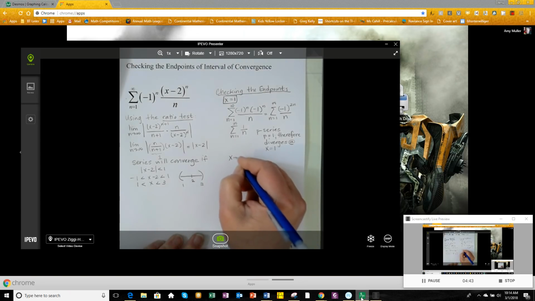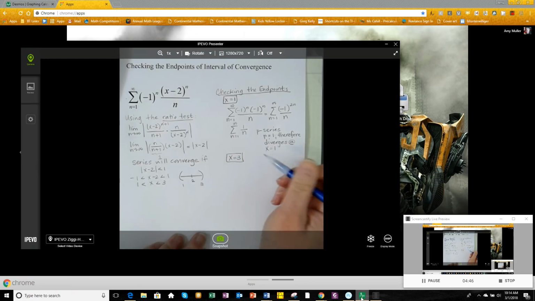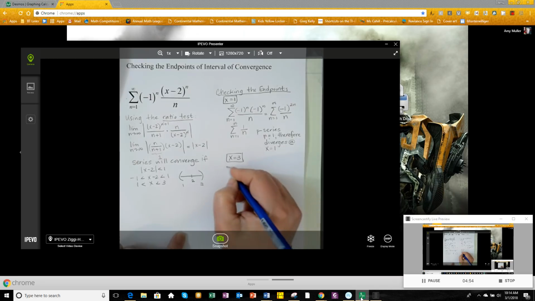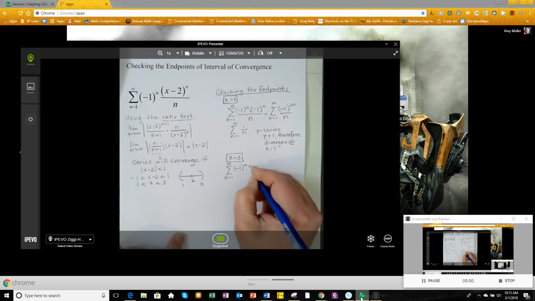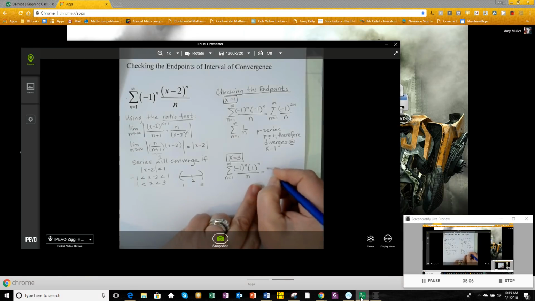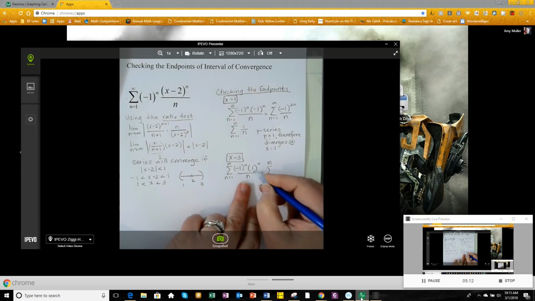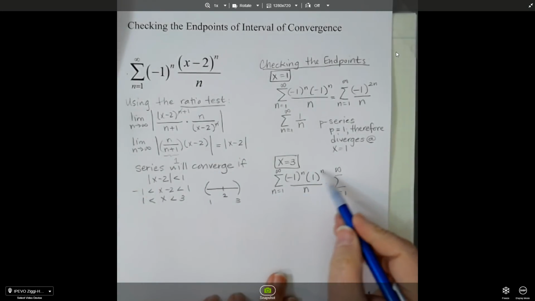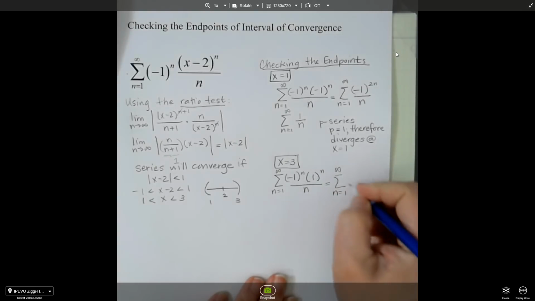The second endpoint is at x equals 3. So let's see what happens when we plug x equals 3 into our series up here. When I plug 3 in here, I get 3 minus 2, which is 1, to the n. So we get the sum from n equals 1 to infinity of negative 1 to the n times 1 to the n all over n. And if you simplify this, well, 1 to the n is just 1, so this term will go away. And so then I'm still alternating.